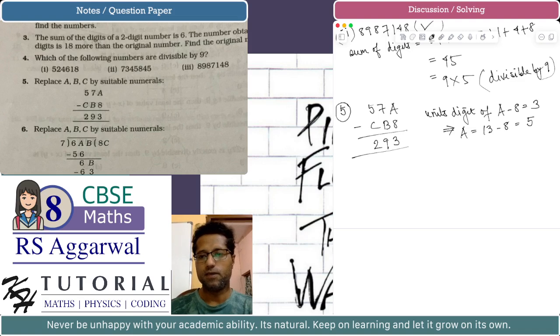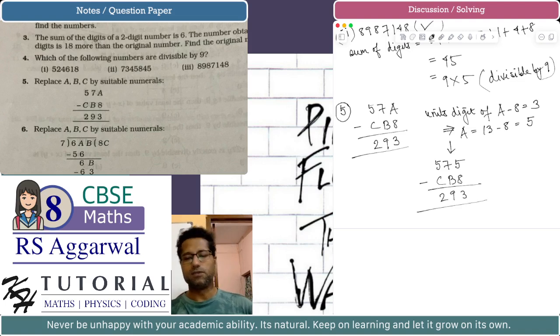Okay, now if A is 5, we get 5, 7, 5 minus C, B, 8 is equal to 2, 9, 3. Now if we do the subtraction, there will be a carry forward when we do the subtraction in column 2. From column 1 we got a carry forward of 1. 5 and 8 is column 1, 7 and B is column 2, and 5 and C is column 3.